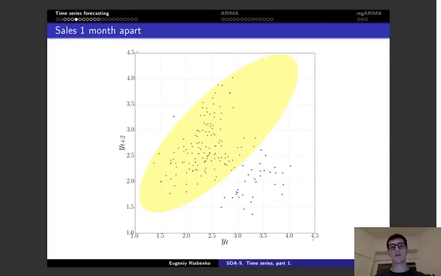We can do the same, but for some values yt and yt plus 2. So, for instance, this yt might be wine sales in December, then we'll plot corresponding wine sales in February. Then January, March, and so on. We see that the dependence is almost the same. Now the distribution is more scattered.